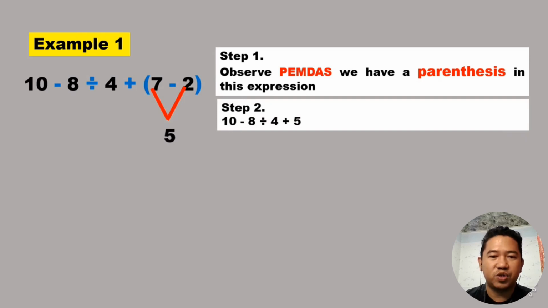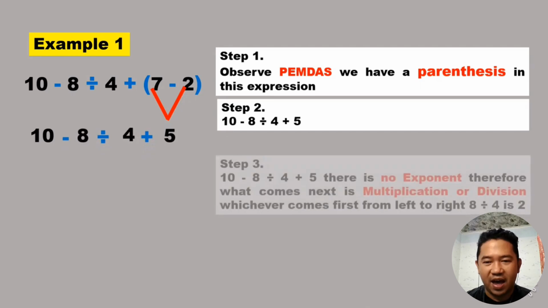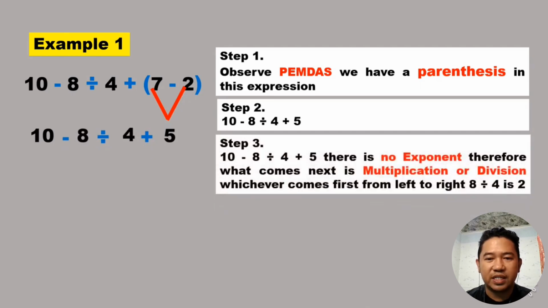So our step 2 would be like this. 10 minus 8 divided by 4 plus 5. So our step 3, there is no exponent. So therefore, what comes next is multiplication or division. Whichever comes first, again, from left to right. So that's 8 divided by 4 is 2. Very good. So please look at the illustration.